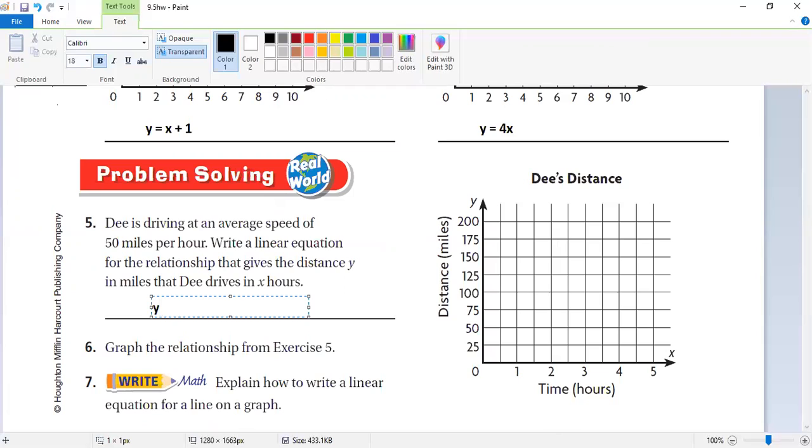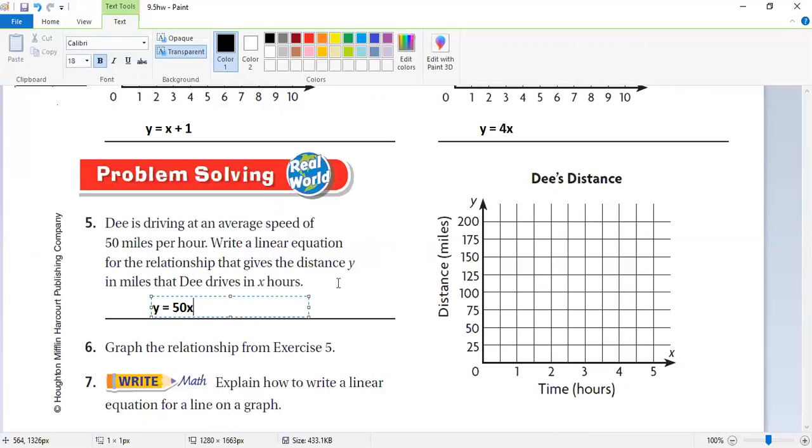So how do we write the equation? y equals, that's the distance, equals 50x, because the number of hours she drives is x. So in 1 hour she's driving 50. So 50 multiplied by x will give you the distance covered.